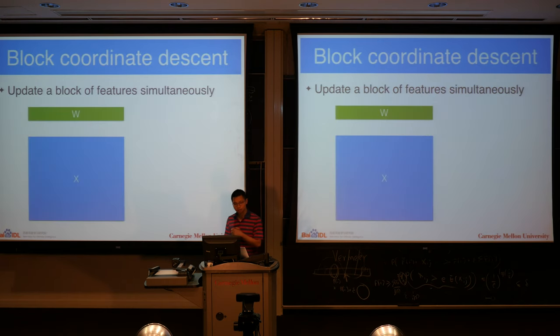Another idea is, okay, how about we solve a block of features at a time? That means a block may contain about millions of features if the problem is really large. So in this case, for example, we can first pick up a block of features, read this data and update the variables of the model. Next, we solve another block. If it's done, we move to another block.